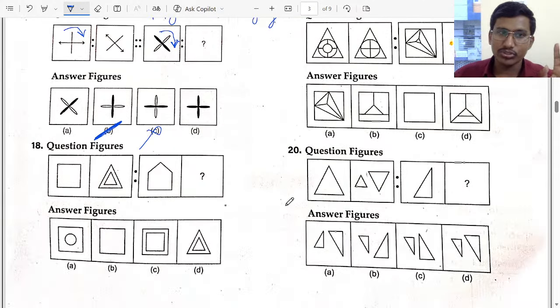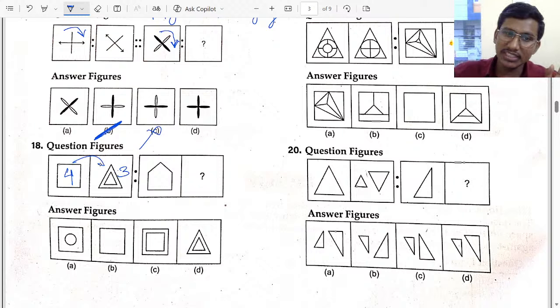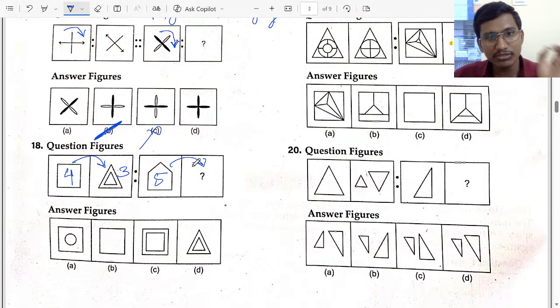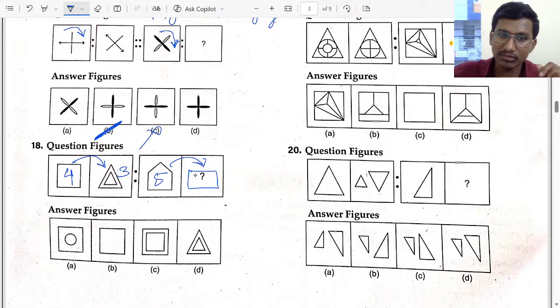Now 18th question. So figure analogy. If you see here, there are 4 sides, then here there are 3 sides, 2 figures of 3 sides. Same here, 5 sides, so the next will be 1 less. 4 less 1 means 3, 5 less 1 means it will be 4. So it will be 4 sides, but there will be 2 figures, that is squares. So option C will come. Option C is the answer for the 18th.